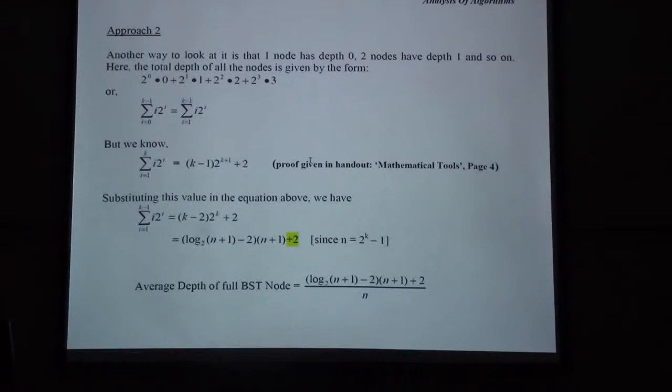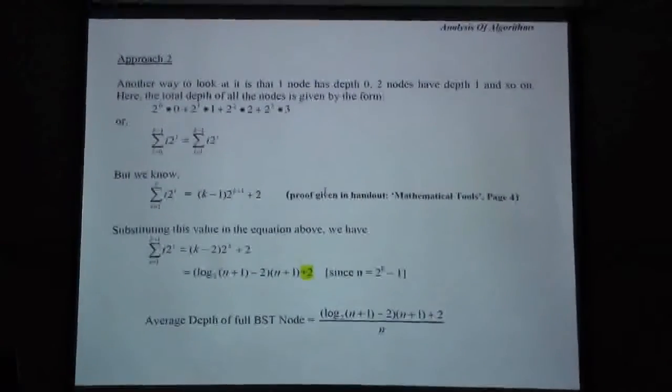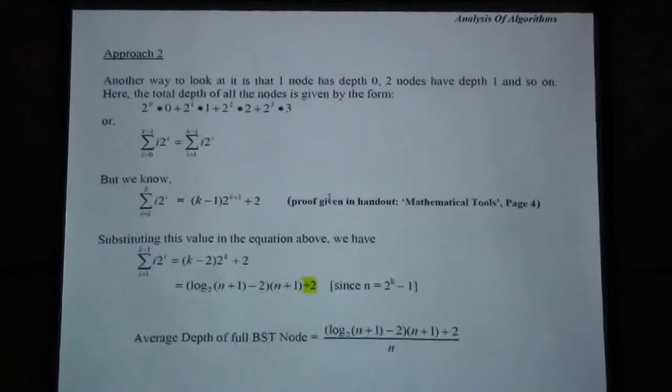So we have this value. Let's find out what that means. That is actually the summation of the depths of all the nodes in a full binary tree of height k. That's a mouthful, right? That's the sum of the depths of the nodes in a full binary tree of height k.